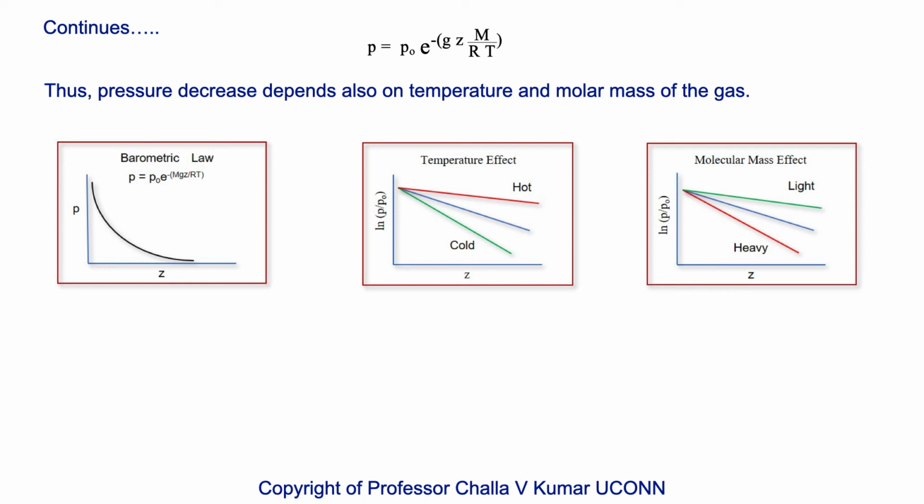Therefore, if I were to plot log p over p0 as a function of z in this third plot, we still get a linear function because you're plotting log versus z. However, the molecules that are heavier are going to have a larger slope, and so they decay much faster. The molecules that are lighter are going to decay much slower as a function of height. Therefore, you have a blue line that is above. And so this has important consequences.